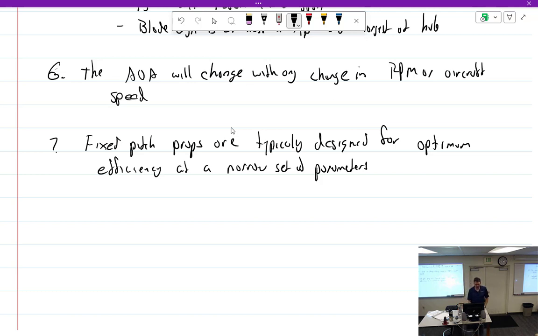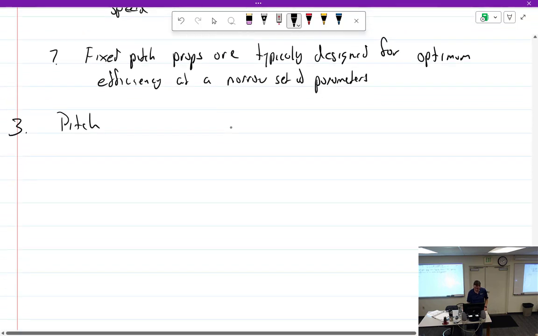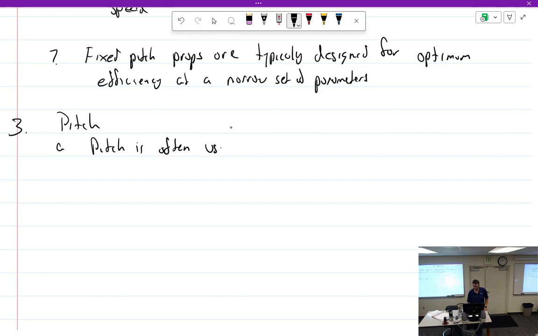All right, let's talk about, this is like big point number 3 way out here, pitch, which would make sense probably if we went all the way back through it. So pitch is often used as a synonym for blade angle, but it's not.